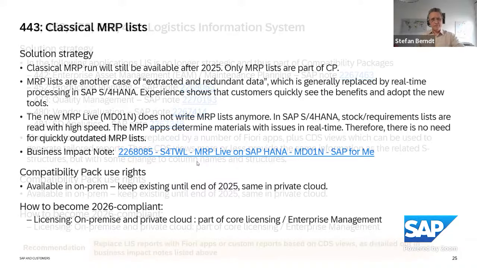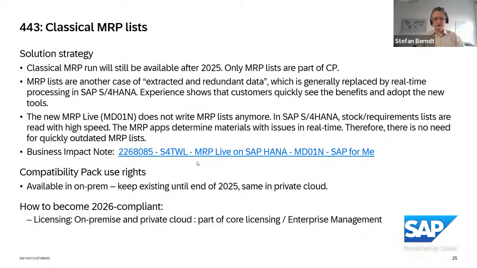MRP. Here there is also often a misunderstanding. The classical MRP run is actually still available. It's a particular feature here, the MRP lists, which are part of the compatibility package and must not be used after 25.